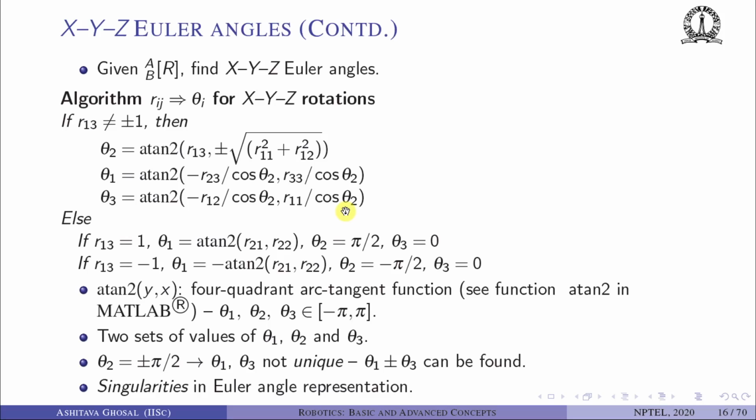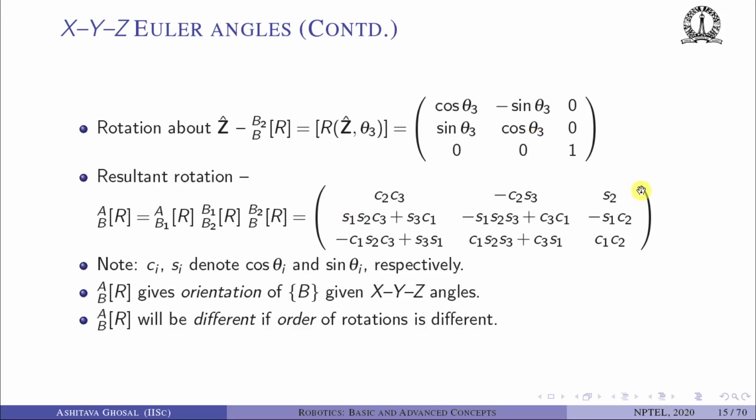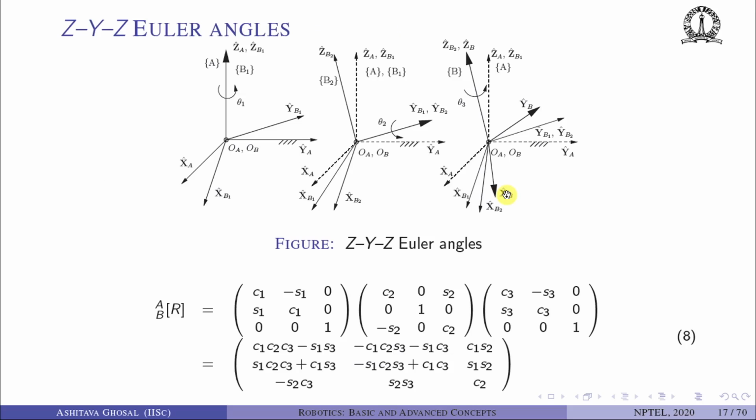Now there is a small problem, which is that if this r13 is plus minus 1, meaning what? Theta 2 is plus minus pi by 2. So if theta 2 is plus minus pi by 2, cos theta 2 will be 0, and we cannot divide this term by cos theta 2, which is what we were doing. We cannot divide both of these terms by cos theta 2.